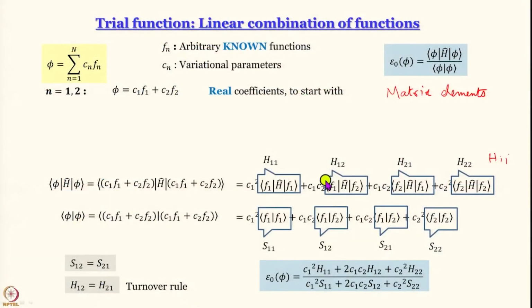So, if you substitute this, what do you get? C1 square multiplied by H11 plus C1 C2 multiplied by H12 plus H21. So, H12 and H21 are one and the same. So, I get 2 into H12, or 2 into H21 is fine, that multiplied by 2 C1 C2, plus C2 square multiplied by integral F2 star H F2.